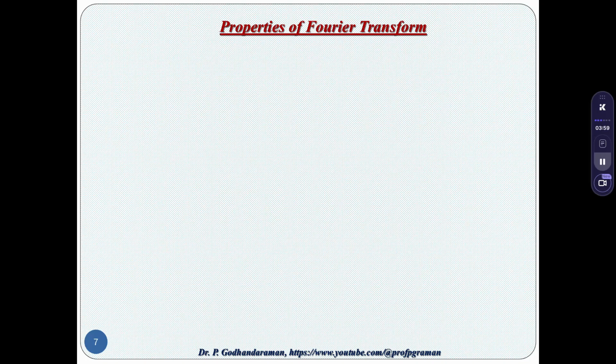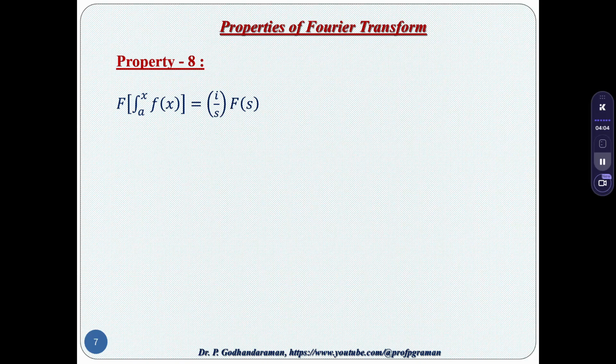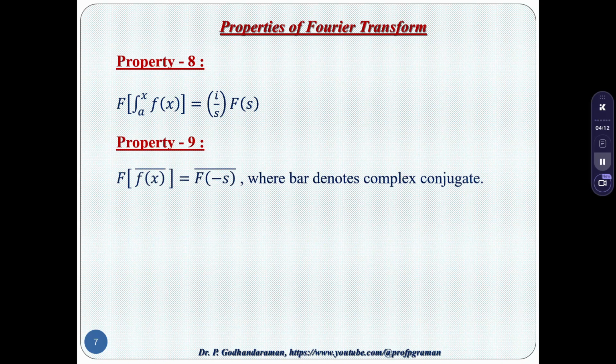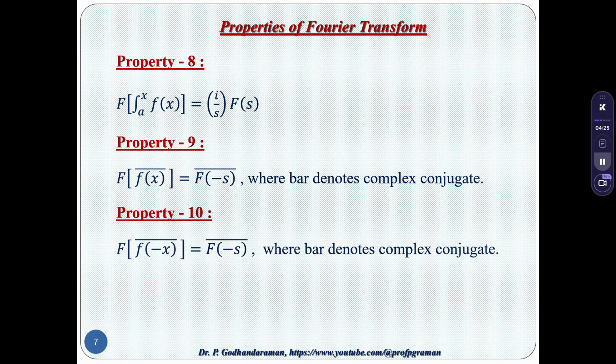Then another property of the Fourier transform, integration. The Fourier transform of the integral of f of x is nothing but 1 by is into the Fourier transform of f of s. And next property, the Fourier transform of f of x bar is equal to the Fourier transform of f of minus s bar, where bar denotes the complex conjugate. Next property, the Fourier transform of f of minus x bar is equal to the Fourier transform of f of minus s bar.